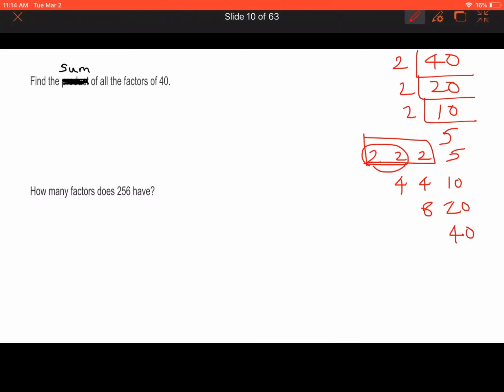Now we'll consolidate. It is 1, 2, 4, 5, 8, 20 and 40. They want the sum of all the factors. Oh, I have missed 10. So 40, 60, 70, 80 and 90. 90 is the sum of all the factors of 40.